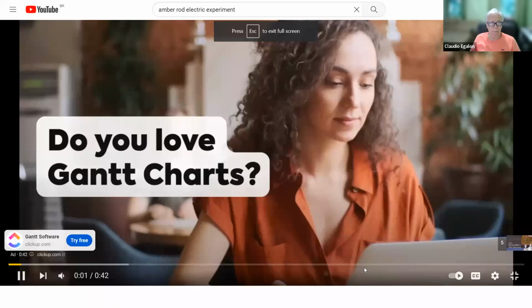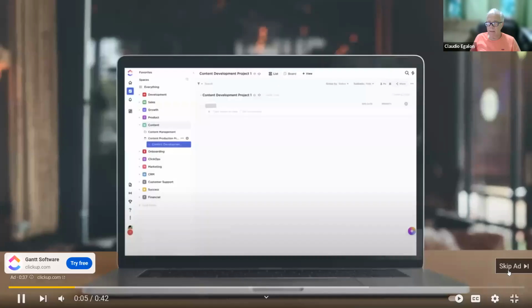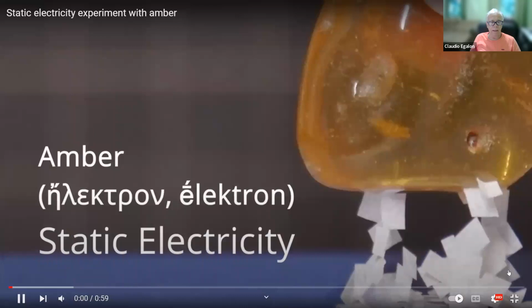Do you love Gantt charts? Yeah, skip it. Here you go, see that? Amber gave the name to electricity. We pronounce that electron. Let's see if we can do that.